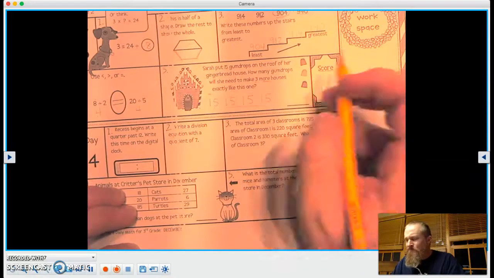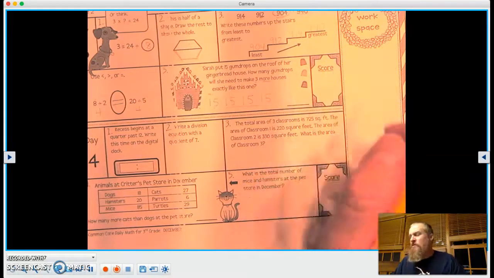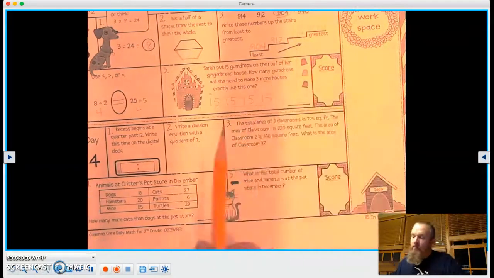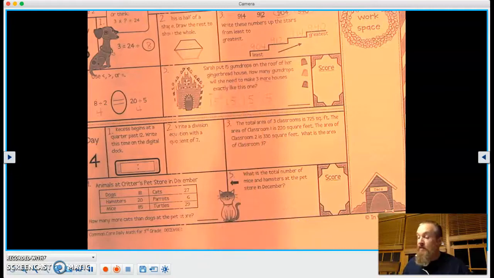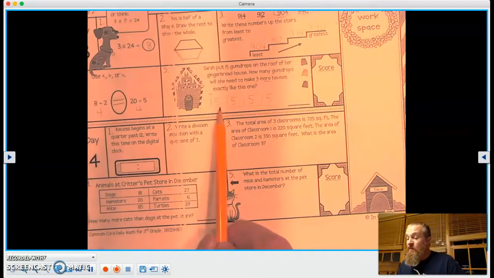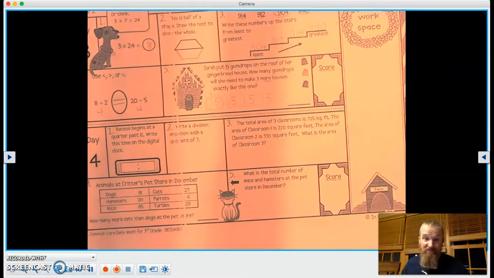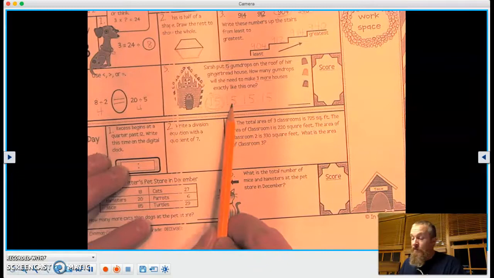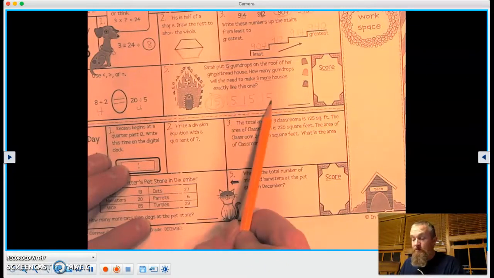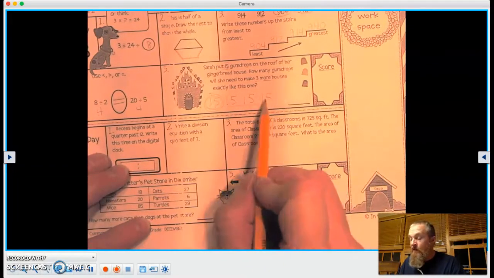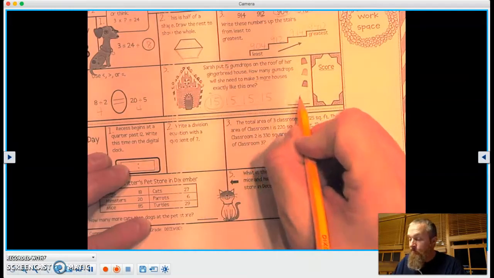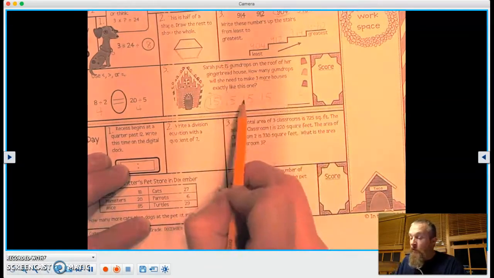Now, I think this is kind of a tricky question because she already put 15 gumdrops on the roof of her gingerbread house. How many gumdrops will she need to make 3 more houses? So this is the one that she's already used, right? So 15 plus 15 is 30 plus 15 is 45. 5, 10, 15. 1, 2, 3, 4.